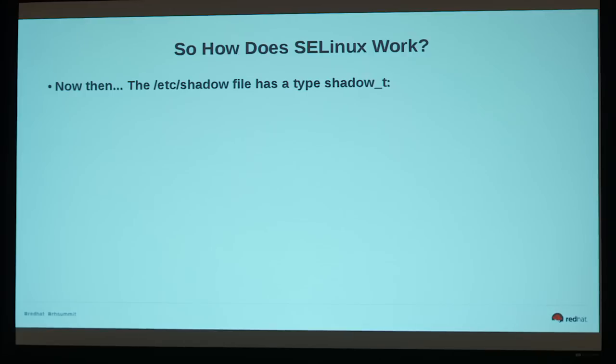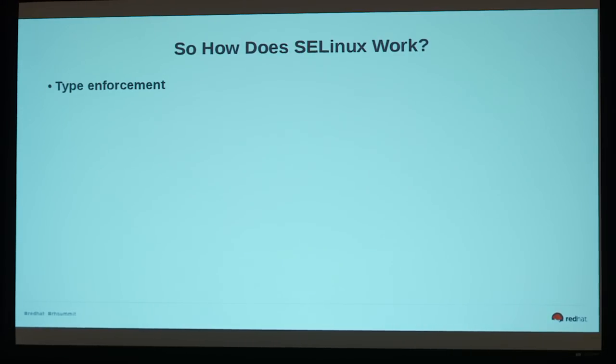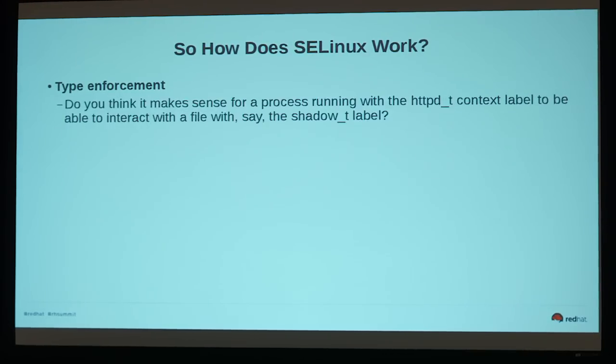Now, if I look at the /etc/shadow file, notice the type there is shadow_t. So type enforcement is, well, it probably makes sense for a binary that's labeled httpd_t to interact with a file with httpd_config_t, right? That's kind of logical, right? The web server needs to be able to access its configs. Do you think it makes sense for the web server, httpd_t, to be able to interact with something that's got a file label of shadow_t?